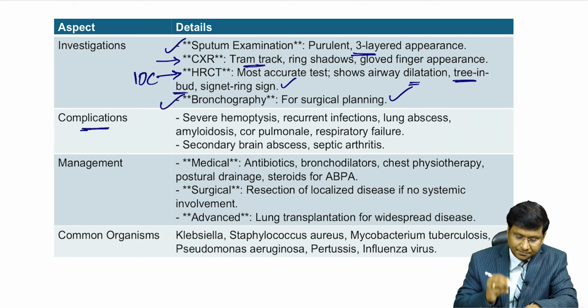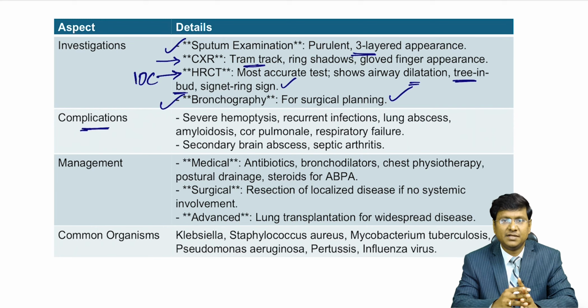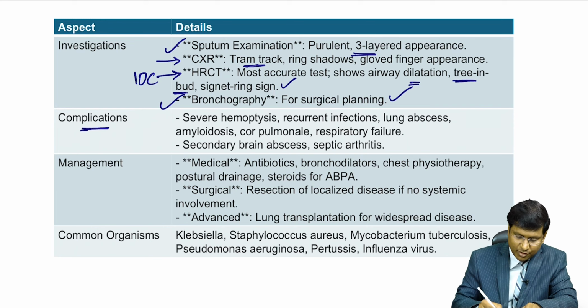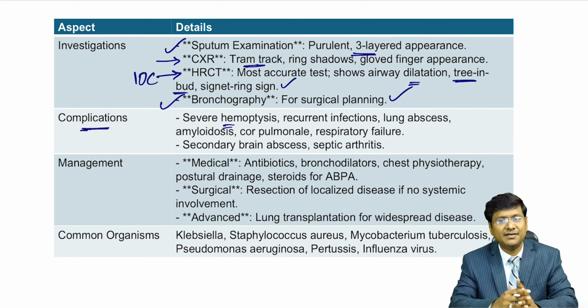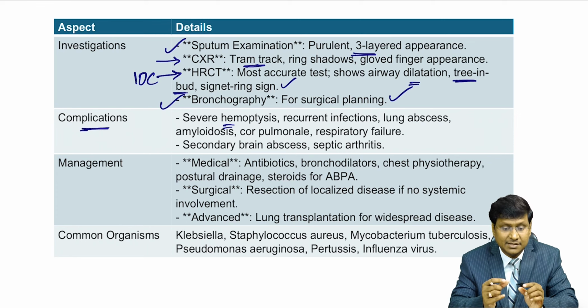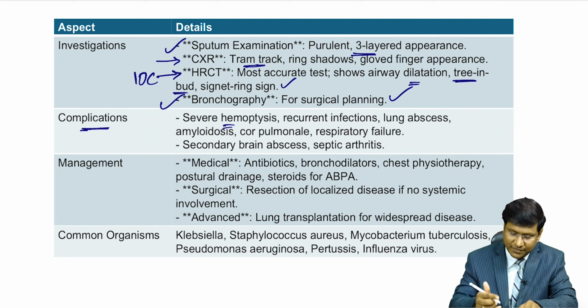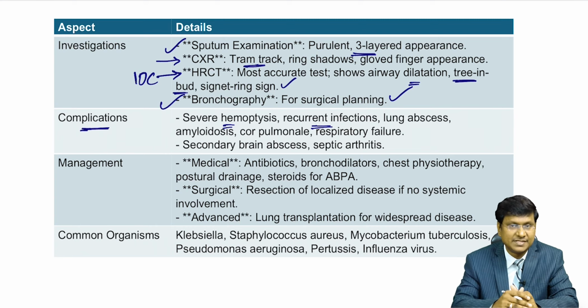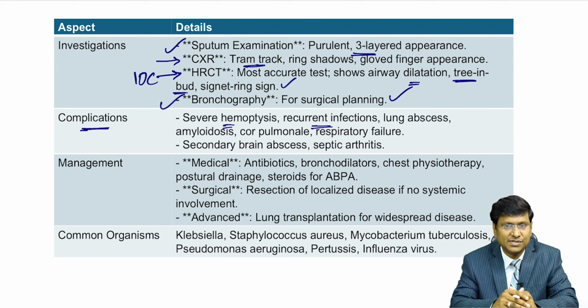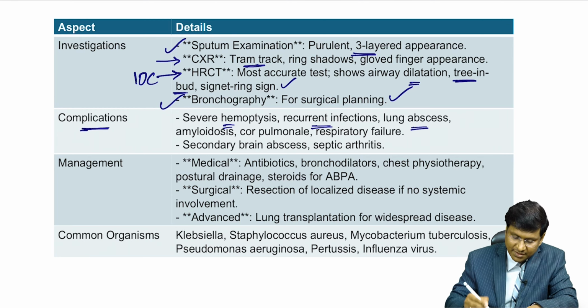Now coming to the complications of bronchiectasis. The complications include severe hemoptysis. Whenever these bronchi are dilated, the bronchial vasculature present over the bronchus can get ruptured, and that will result in hemoptysis. These individuals will also have recurrent infections, and these recurrent infections can progress to the development of lung abscess. And followed by that, there will be amyloidosis, cor pulmonale.